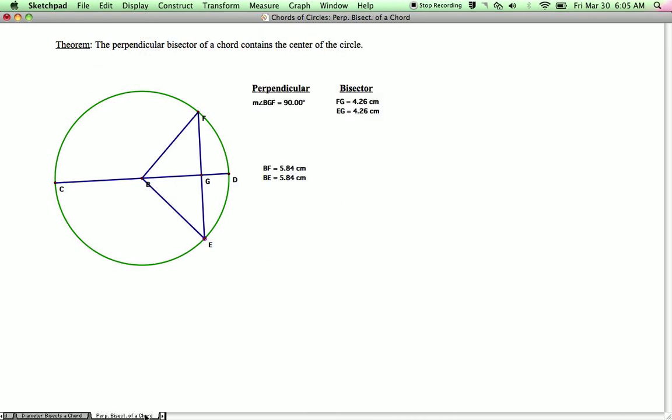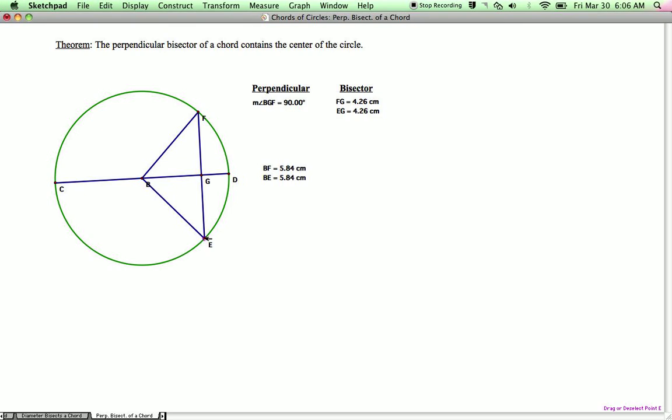Next theorem, perpendicular bisector of a chord contains the center of the circle. Alright, if the chord here is FE, the bisector would be CD. It's perpendicular. Angle BGF makes a 90-degree angle, and it's a bisector because FG is congruent to EG.